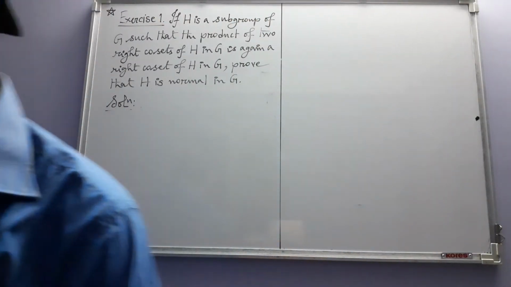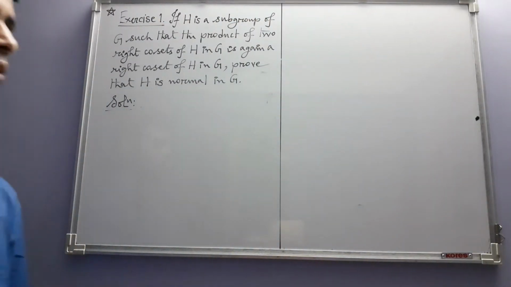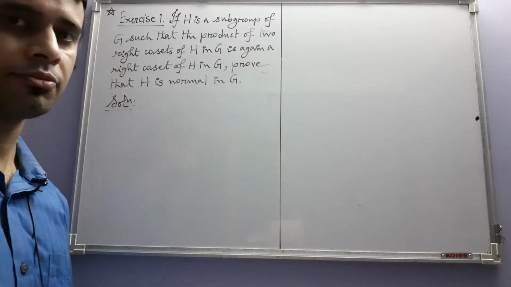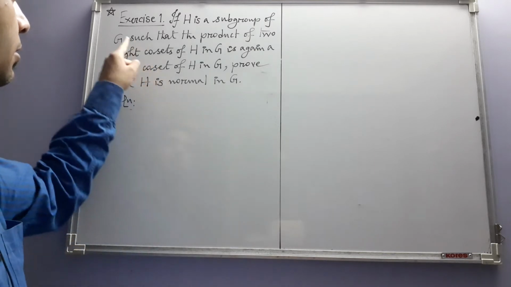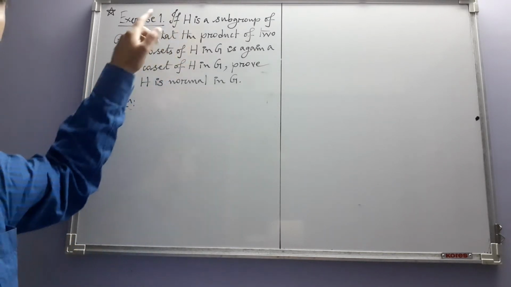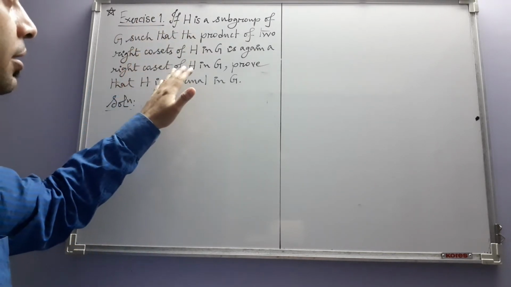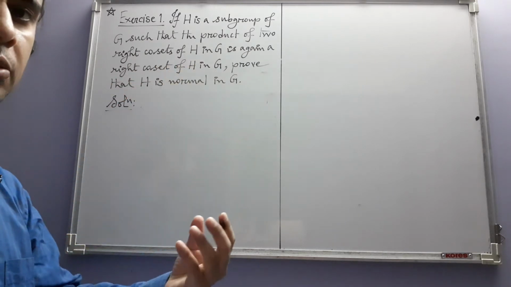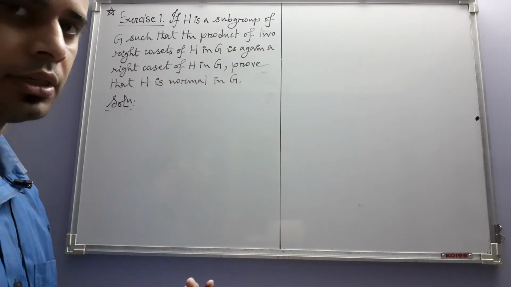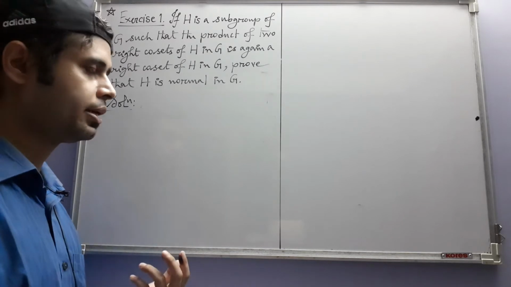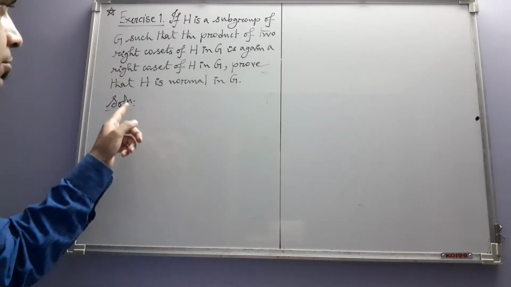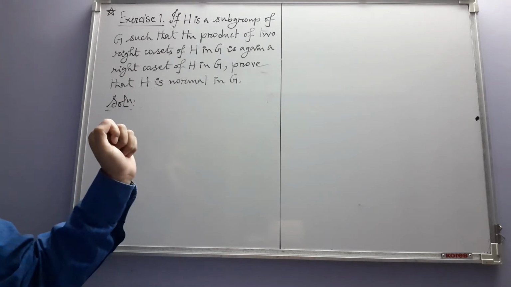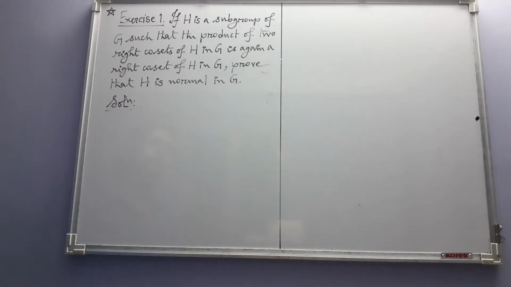Okay, now that we have seen the results in this section, it's time for us to solve the exercises. So in this first one, we are given that H is a subgroup of a group G with the property that if we take the product of any two right cosets of H in G, then the product is again a right coset of H in G. We then have to prove that H is a normal subgroup of G.